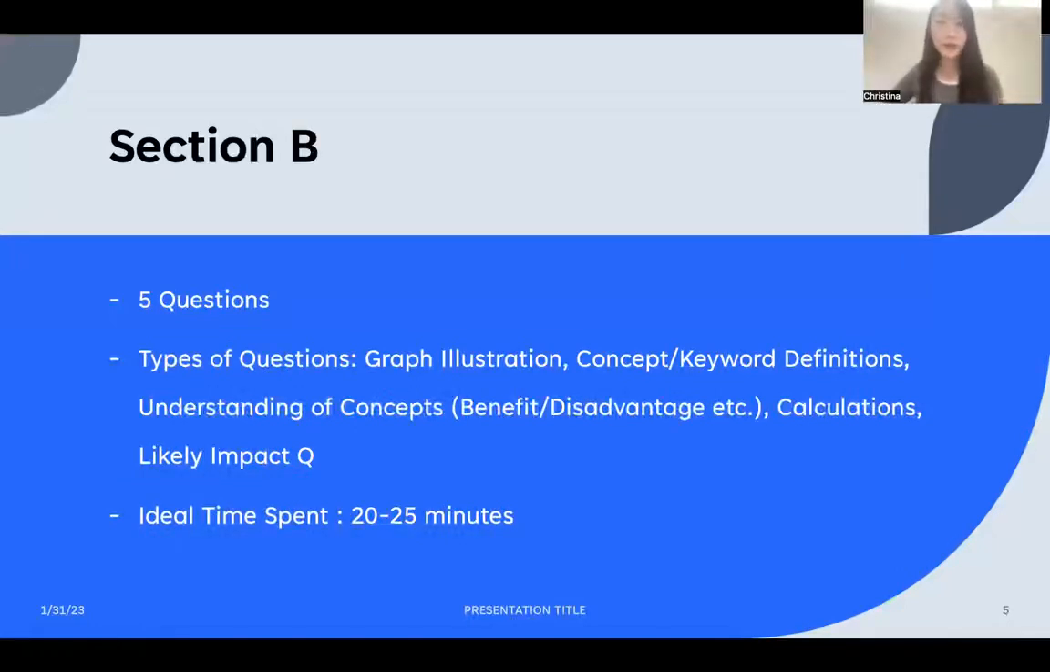They ask you 5 questions and it's usually a little bit shorter, right? It's not MCQs, but they ask you very minimal things like graph illustrations. They ask you what is the meaning of a certain concept or keyword. In those cases, they usually give you a context, like a blurb, right? And so you have to include those applications as well as define the original definitions. And then you have understanding of concepts, right? For example, you have to say what's the benefit of specialization? What's a disadvantage of specialization? They ask you different things, right?